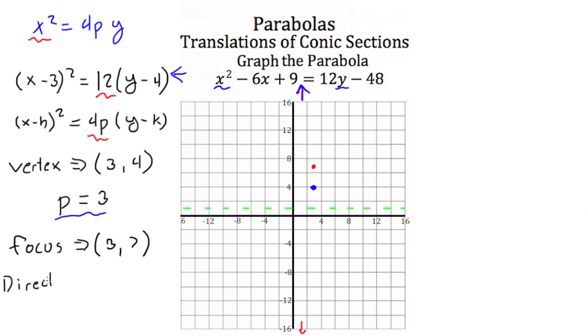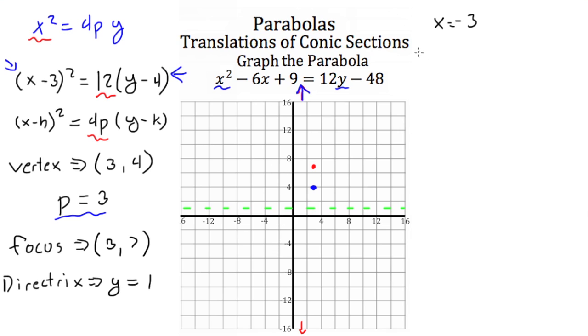Our directrix, that's the line y is equal to 1. And again, it's 3 units below our vertex, or p units below our vertex. So I have almost everything I need. I should probably find one more point to plot my parabola. I'm going to pick an x value that's simple to solve for and plug it into this equation again and solve for y. So I'm going to say x is equal to negative 3.